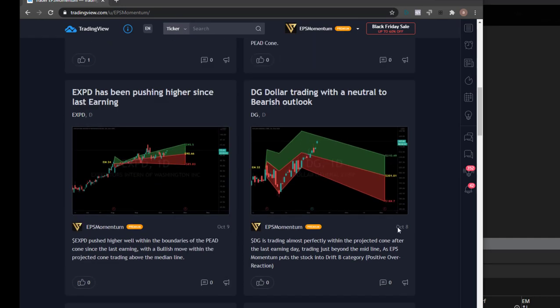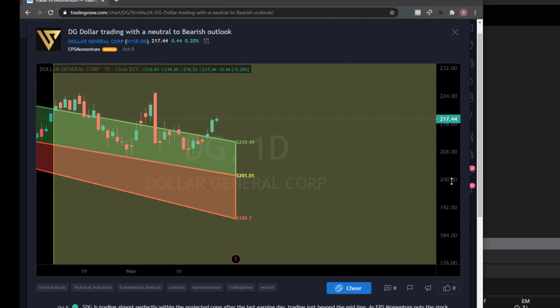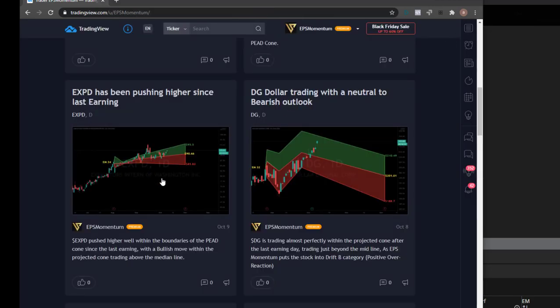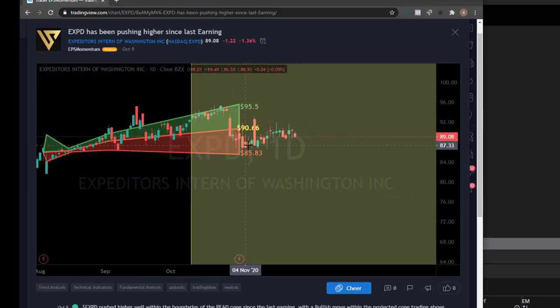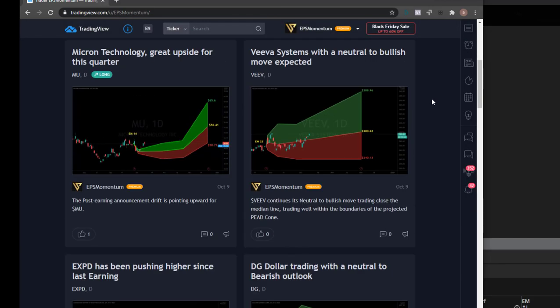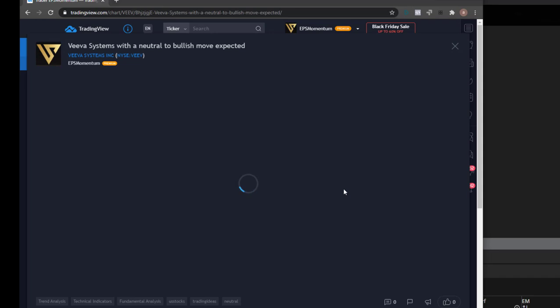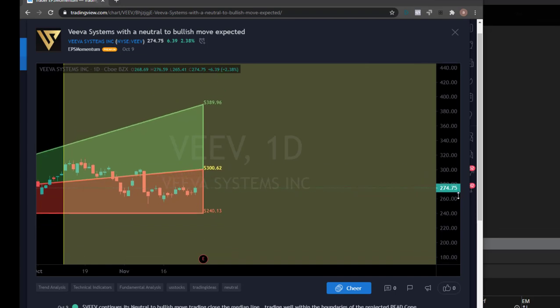How about this one? DG, that was on the 8th of October. Again, pretty close to the max of the cone, ending at max with a few days left. Maybe it'll retrace and stay inside the cone. Again, pretty nice here. EXPD stayed right inside the cone. Pretty amazing. Veeva Systems, Micron Technology, and it goes on and on. So we can go to October 9th, Veeva Systems, boom, stays inside the cone, right there.